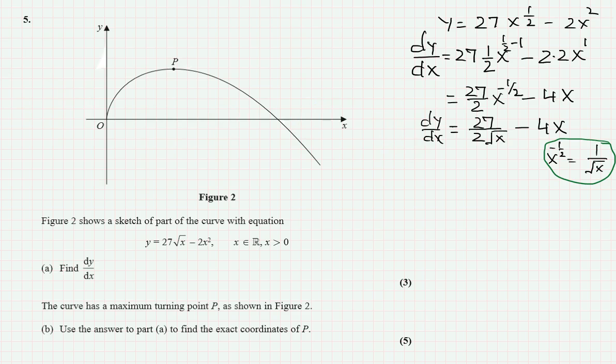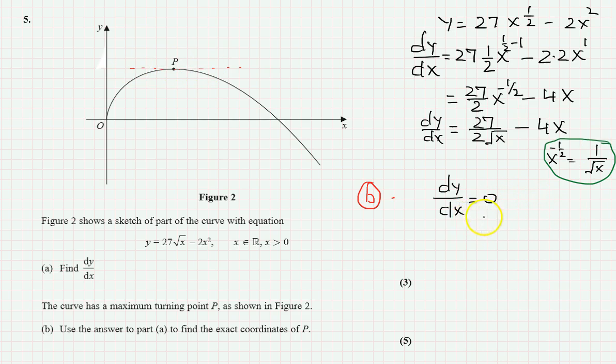Part B is: a curve has a maximum turning point at P. Yes, it's visible that it's a maximum point at P. Use the answer of part A to find the exact coordinates of P. This is a turning point. It means dy over dx is 0. There is no slope at this point.